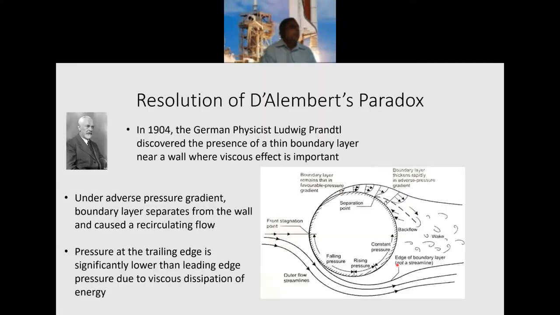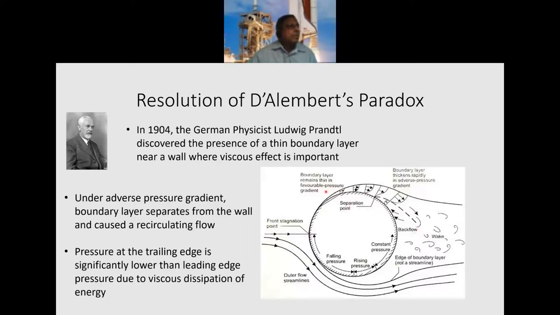So it took almost 150 years to resolve the D'Alembert paradox, and it happened because of the discovery of Ludwig Prandtl of the boundary layer. The idea was that if you have a high speed flow, you can neglect the viscous effect, but that's not true. Viscous effect will always be there in a very thin boundary layer. That's what Prandtl discovered. And then it explained the D'Alembert paradox.